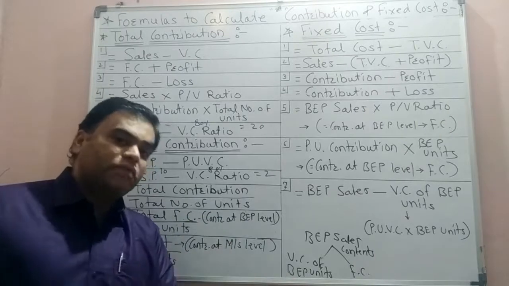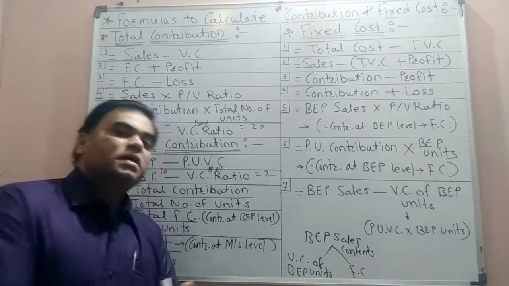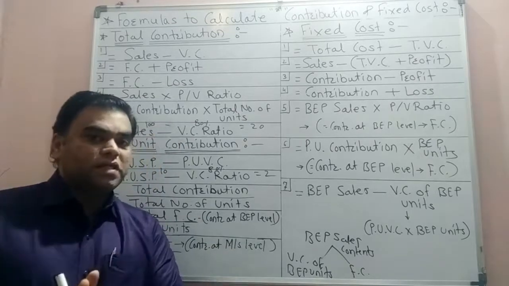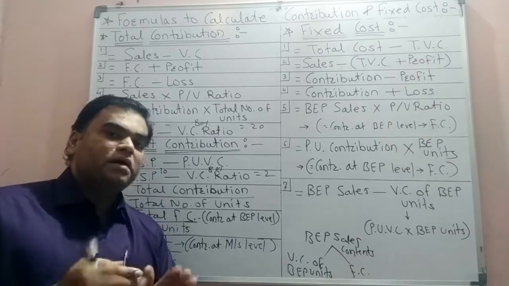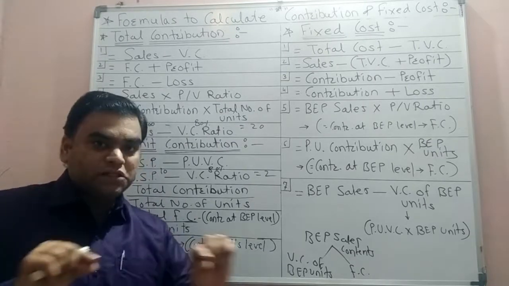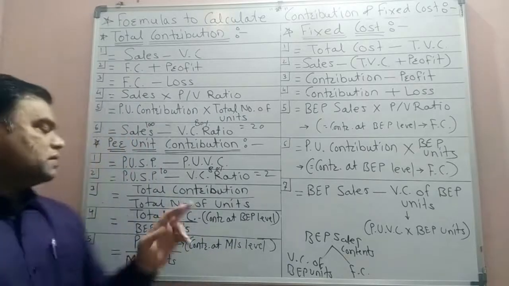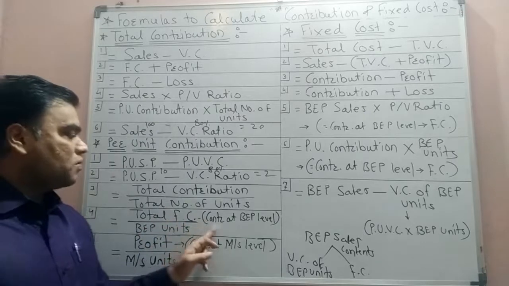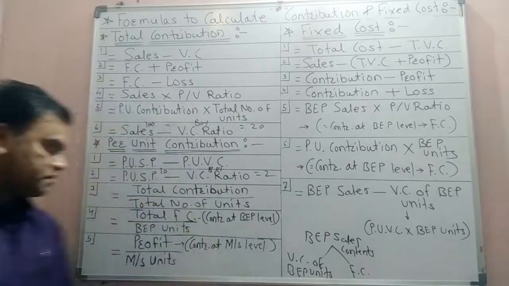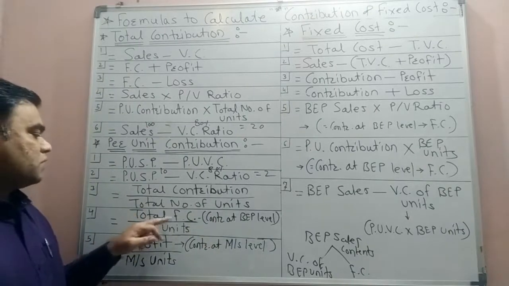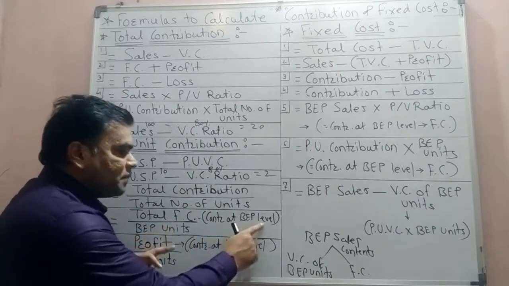In that way total contribution becomes exactly equal to total fixed cost, and automatically our total sales and total cost become exactly equal, and ultimately at that point of time the BEP stage comes, or the no profit no loss stage comes. That's why the amount of fixed cost and the amount of contribution at BEP level is always equal. That's why we have taken the total fixed cost amount as the amount of contribution at BEP level.